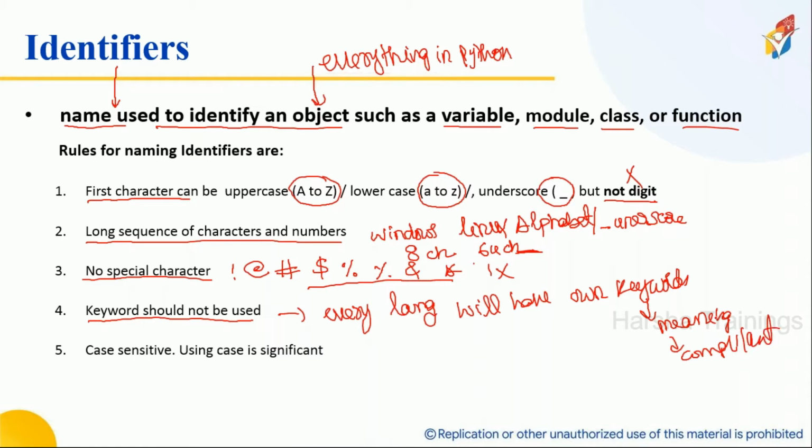Now, a more important thing is that identifiers are case sensitive. That means upper cases and lower cases are treated as different.